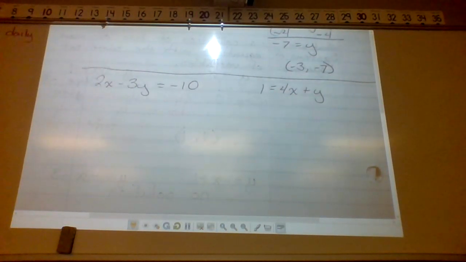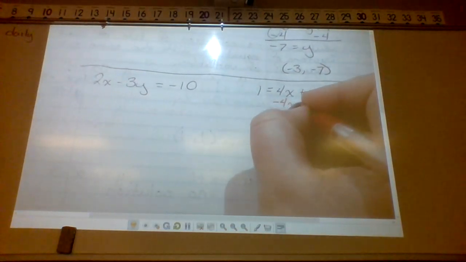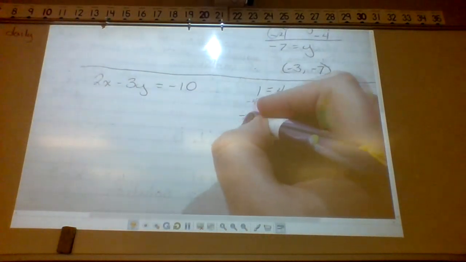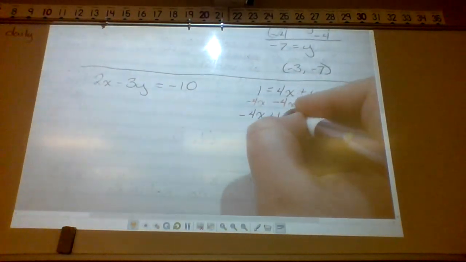Two x minus 3y equals negative 10. And 1 equals 4x plus y. Which one should you probably work with first? Why? Y doesn't have a coefficient. Can you get y by itself now? So how would you do that? You subtract. Subtract what? You now have negative 4x plus 1 equals y.